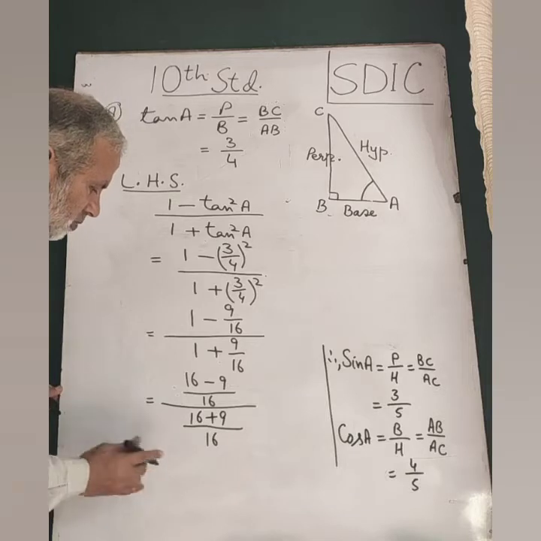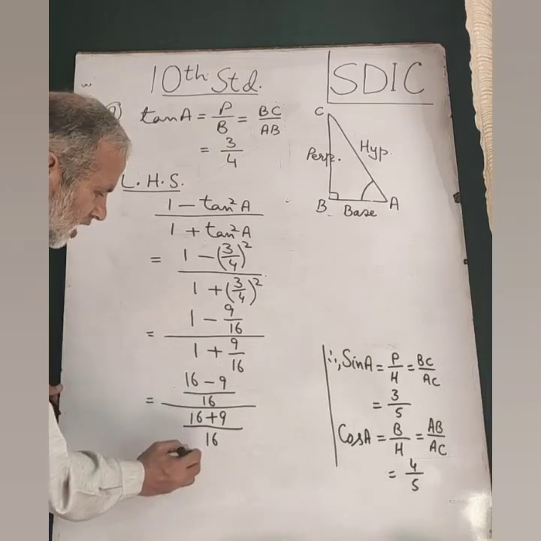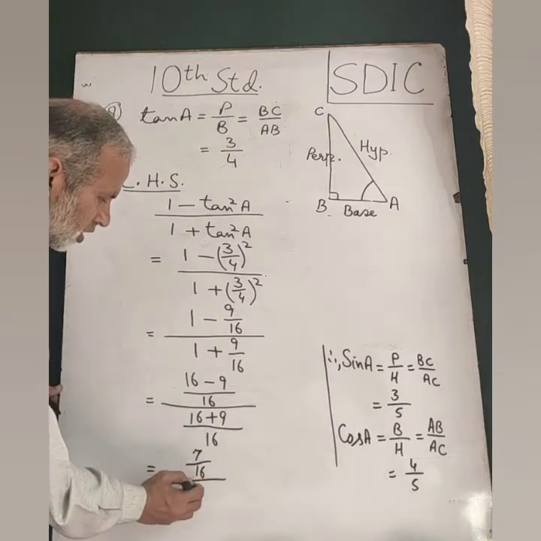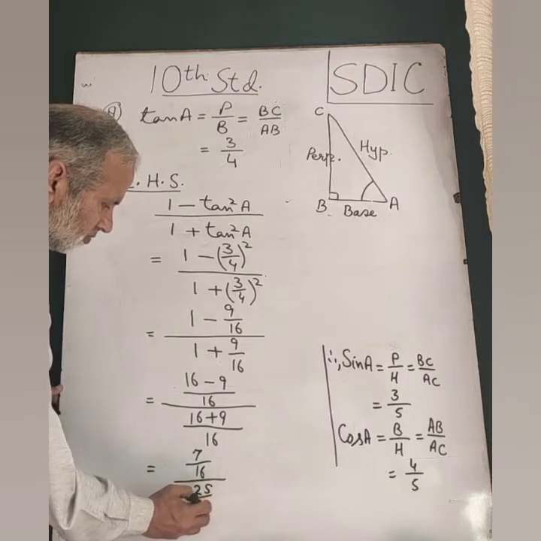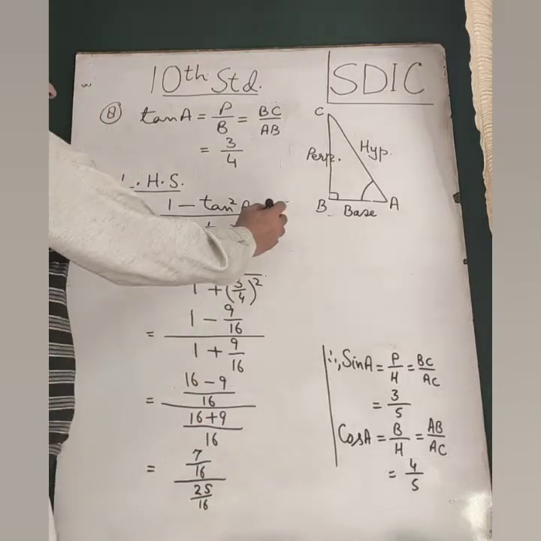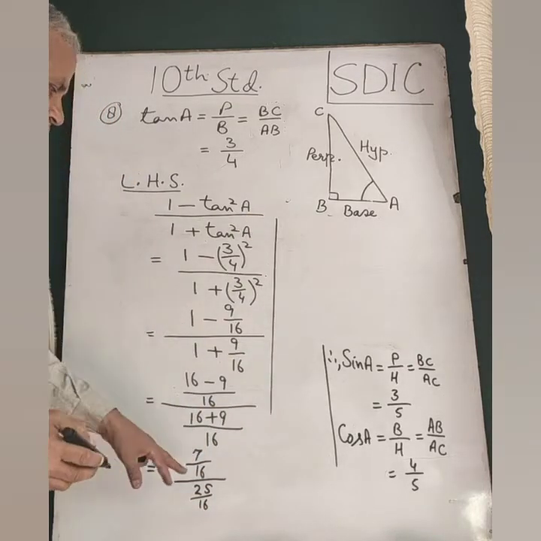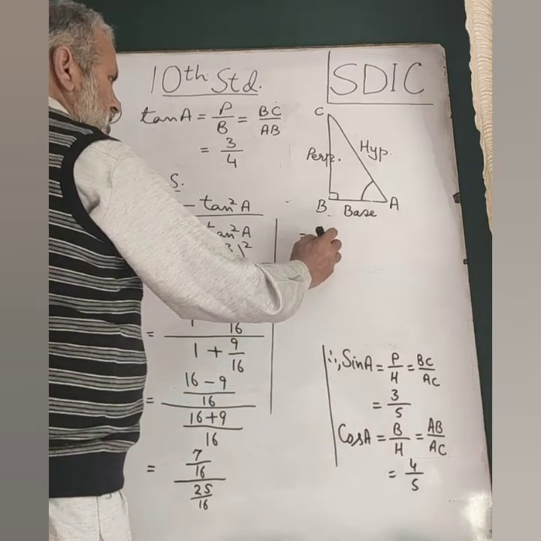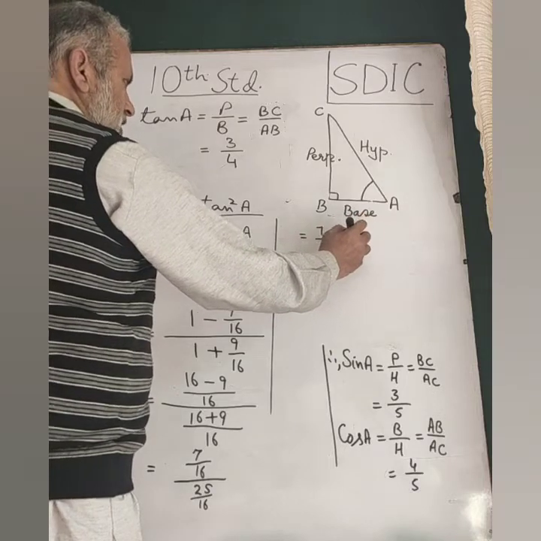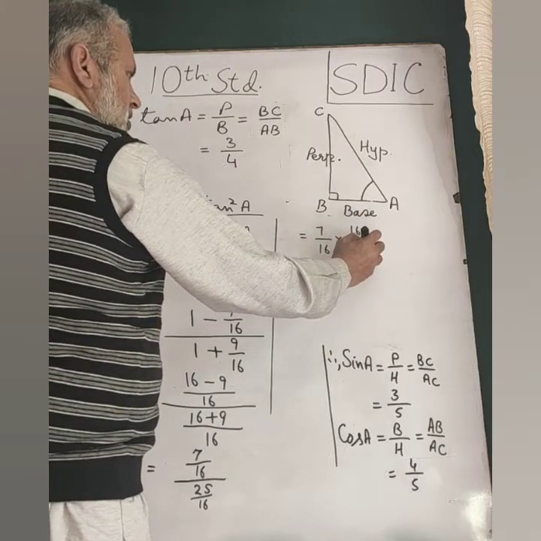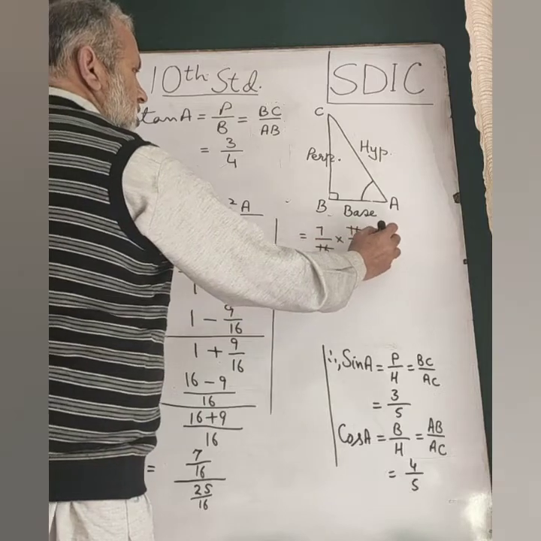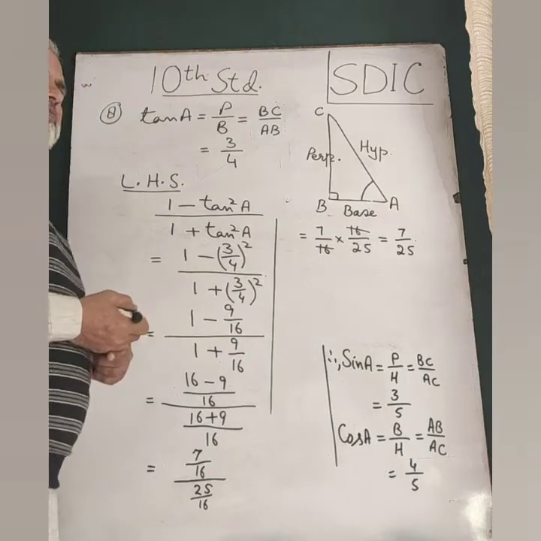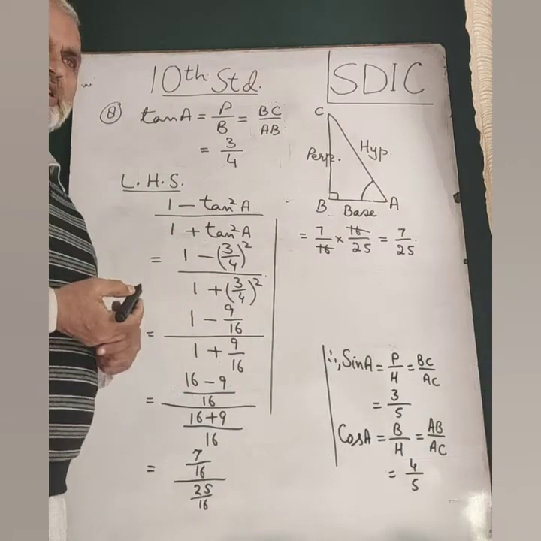And when you simplify, you subtract them. 16 minus 9 is 7. It is therefore 7 by 16 whole divided by 25 by 16. Simplifying further, you need to write the reciprocal. It will be therefore 7 by 16 multiplied by 16 by 25. When you cancel 16 with 16, your result is 7 by 25. That is the value of LHS. The procedure was the same as that of the previous part.